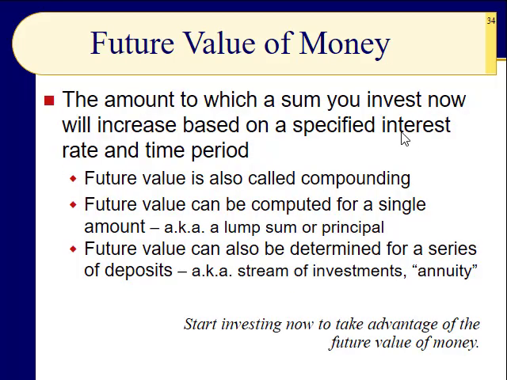Slide 34. The amount to which a sum you invest now will increase based on a specified interest rate and time period. And as we said, it's also called compounding. And we can do the calculation for a single lump sum, a lump sum principal, a single payment, goes by various names, or we can do it for a stream of investments, a series of deposits, a multiple payment system, also called an annuity. But I don't like to use the term annuity because although it's correct, annuity is also a life insurance product, a very bad life insurance product. So that's why I don't like to use that term.